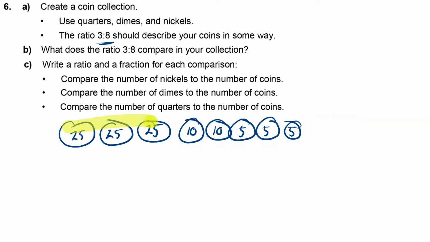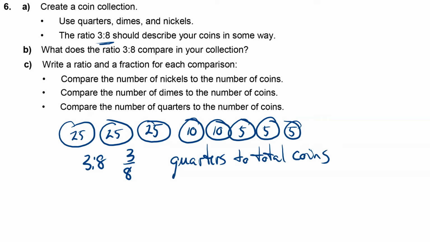In doing so, I've got 3 quarters out of a total of 8 coins. That gives me a ratio of 3 to 8, or 3 out of 8 coins are quarters. So that answers part B of the question as well.